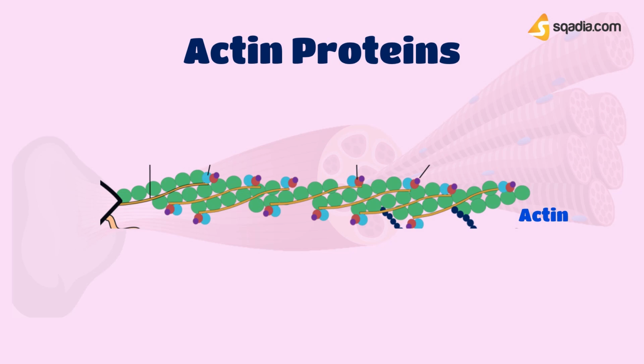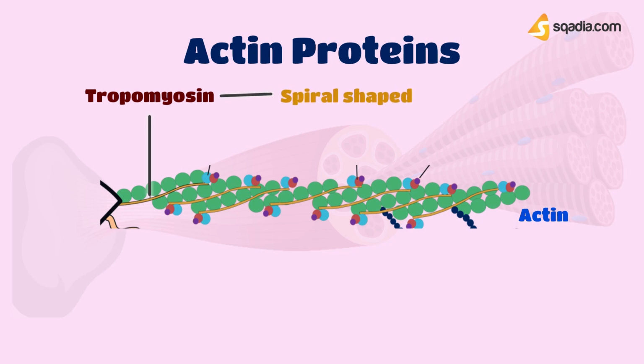These proteins are tropomyosin and troponin. Tropomyosin is a long protein with a certain weight and length. It wraps around the sides of the actin filament in a spiral shape. In its resting state, the tropomyosin molecules cover the active sites on the actin strands. This means that the actin and myosin filaments cannot interact and cause muscle contraction.